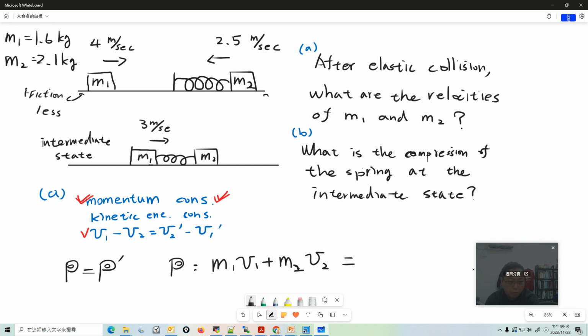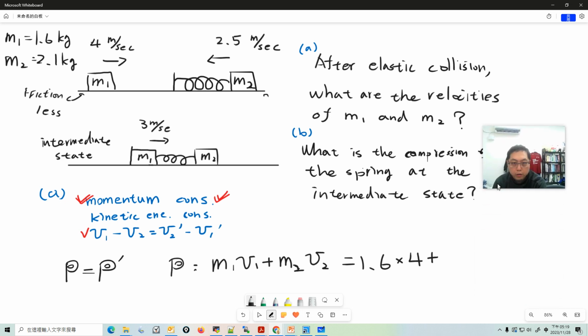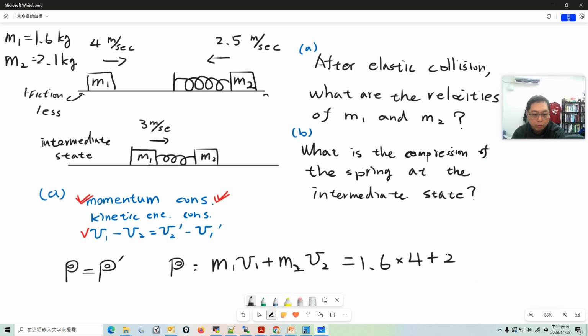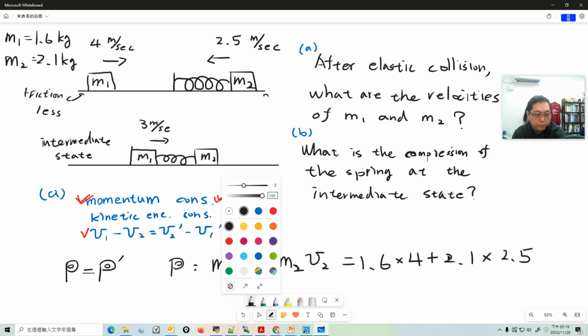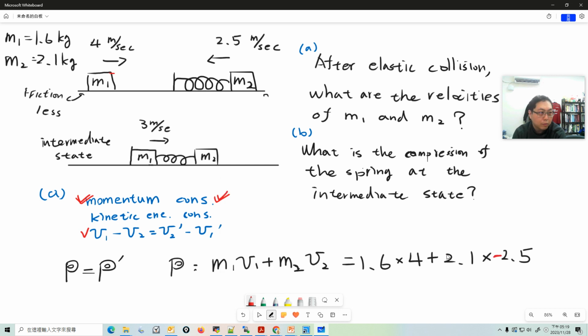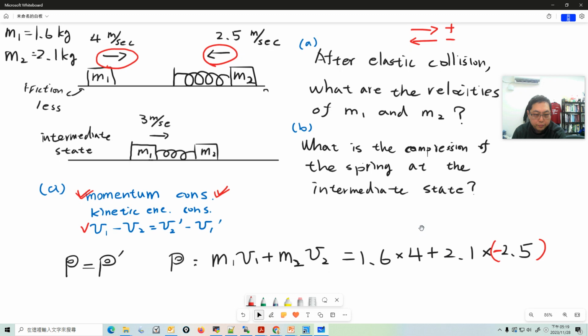So it's 1.6 times 4 plus 2.1 times 2.5. Okay, be careful. We have to use a convention, because even in 1D motion we have positive and negative directions. So this is minus, because this one is moving to the right and this one is moving to the left. Our convention is right is positive, left is negative. So you have to use minus 4.5 here.